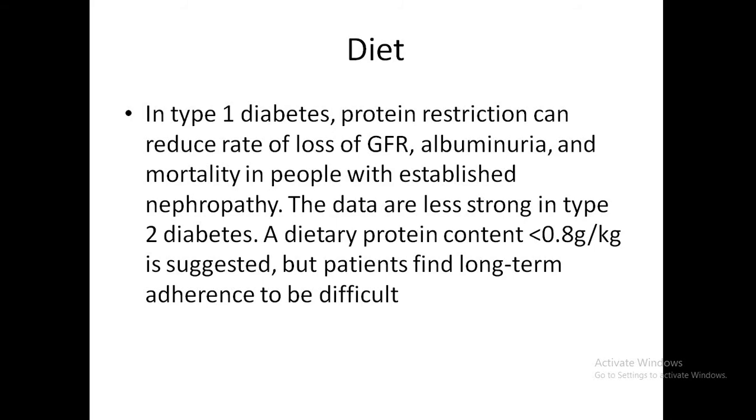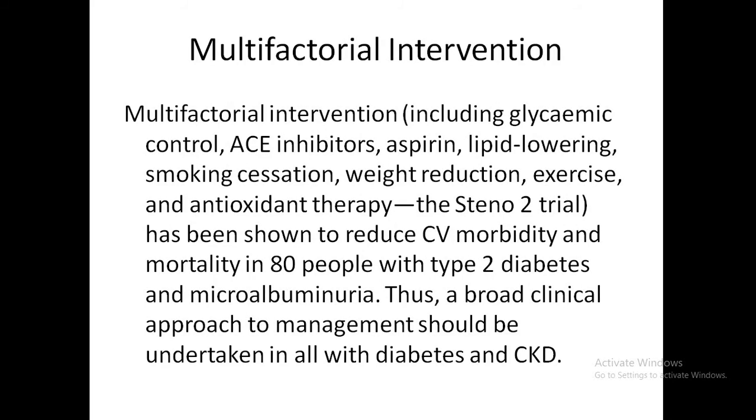Diet. In type 1 diabetes, protein restriction can reduce the rate of GFR decline, albuminuria and mortality in people with established nephropathy, but it is not so convincing in type 2 diabetes. Anyway, a dietary protein content of less than 0.8 gram per kilogram is suggested. In short, a multifactorial intervention including glycemic control, ACE inhibitors, aspirin, lipid lowering, smoking cessation, weight reduction, exercise, and antioxidant therapy, as shown by the STENO-2 trial, reduces CV morbidity and mortality in patients with type 2 diabetes and microalbuminuria. Thus, a broad clinical approach to management should be undertaken.